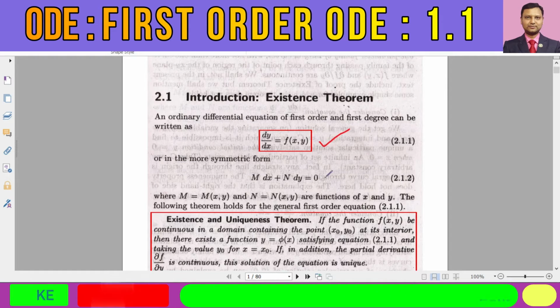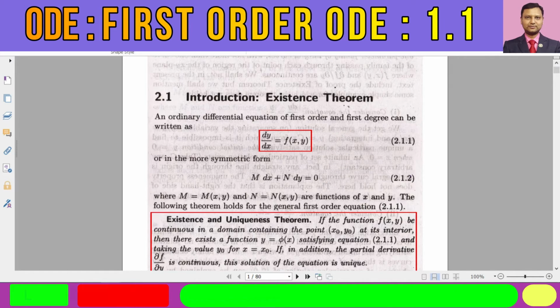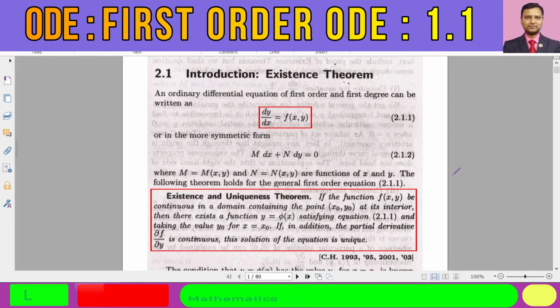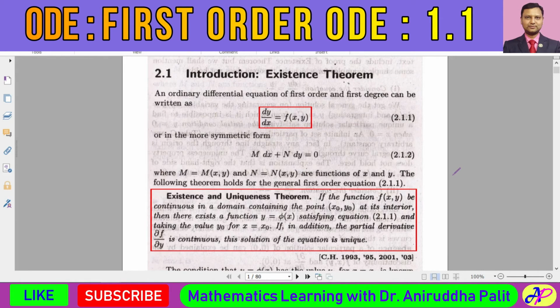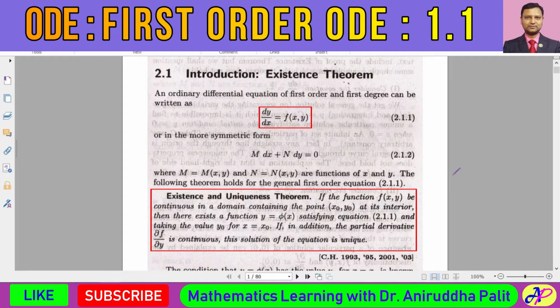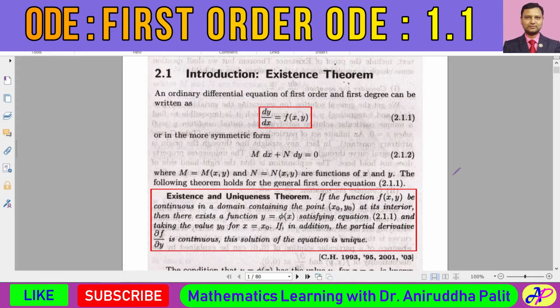This is one differential equation. This is a different kind of differential equation in the same form. So can we always find the solution of this differential equation? The answer is, if it is guided by a certain theorem that is called the existence and uniqueness theorem, or if it follows the conditions of that theorem, in that case we can find the solution of this kind of differential equation, and the solution would be unique.